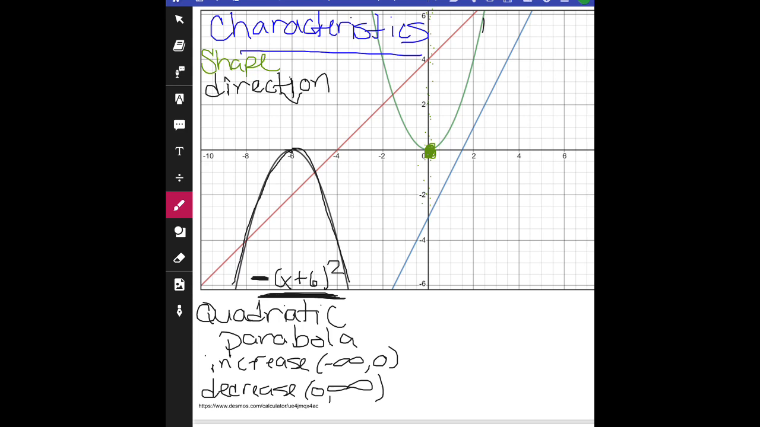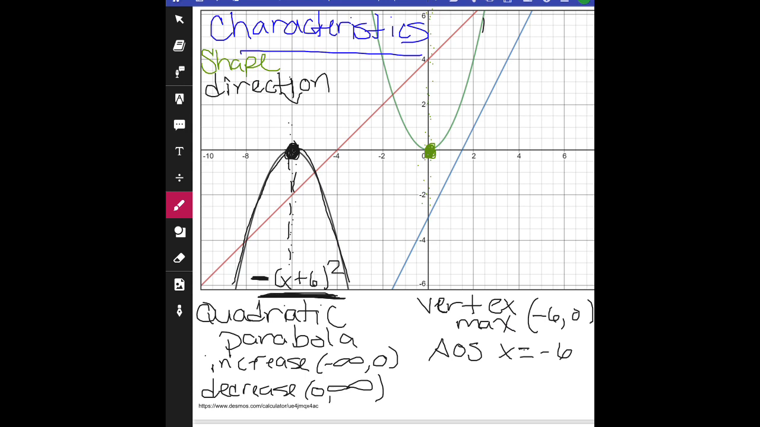Then let's talk about the vertex. That's the middle point. It is going to be the maximum because it's the highest point on the black graph. And the point itself is going to be -6, 0. The axis of symmetry, remember, is this imaginary line that goes down the center. So the axis of symmetry is going to be x equals -6 because it's the x value of the vertex and it goes down the center.